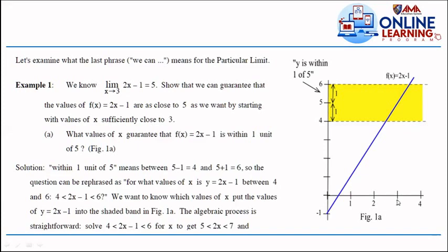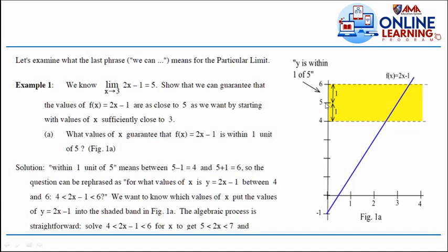So what are we doing? Project it upward to where it hits our function. It hits here. And then project it to the left. This is our limit, which is equal to 5. Okay? So there is a condition here, letter A. What values of x guarantee that the function of x equal to 2x minus 1 is within 1 unit of 5? So this is the solution. Within 1 unit of 5 means between 5 minus 1, which is 4, and 5 plus 1, which is 6.